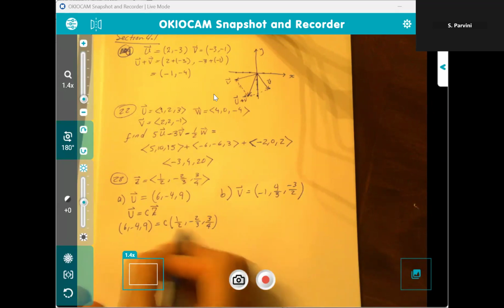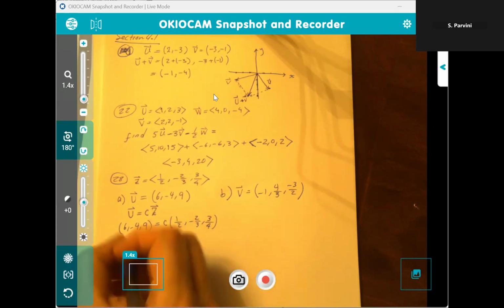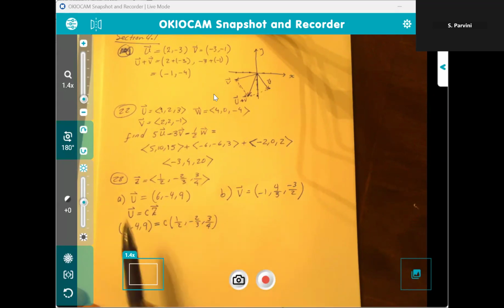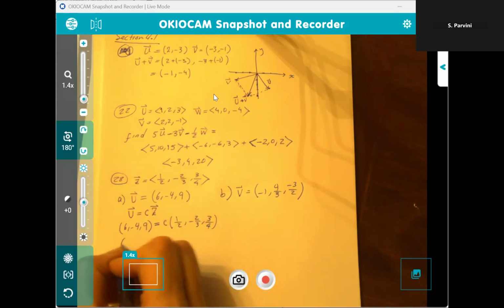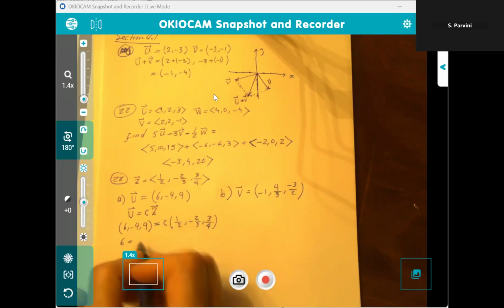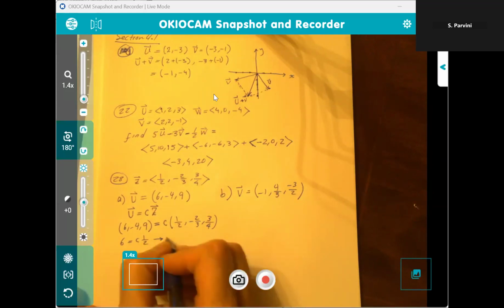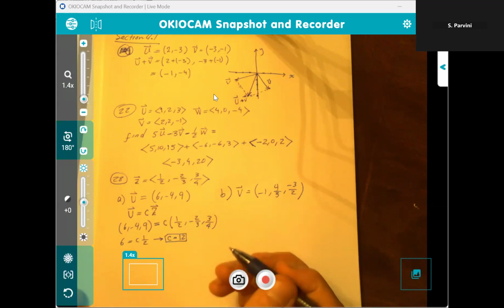Now, c times a vector z, every component is multiplied by c. It's like you distribute c to the components. So for the two vectors to be equal, remember the like components must be equal. Therefore, 6 equals c times 1/2. Multiply both sides by 2, that means c is 12. That's matching the first components.